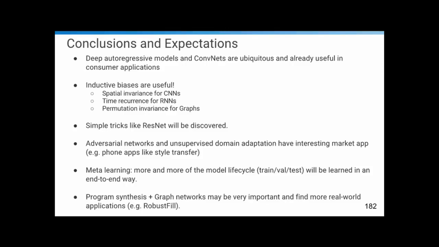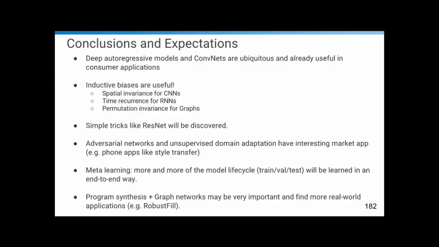We saw that simple tricks like residual networks, skip connections, just gave us a quantum leap in performance, and I think there will be new ones that will be discovered that in hindsight may look obvious, but we don't have yet. I think adversarial networks and unsupervised domain adaptation will have more and more interesting applications on phones for fun things like style transfer.